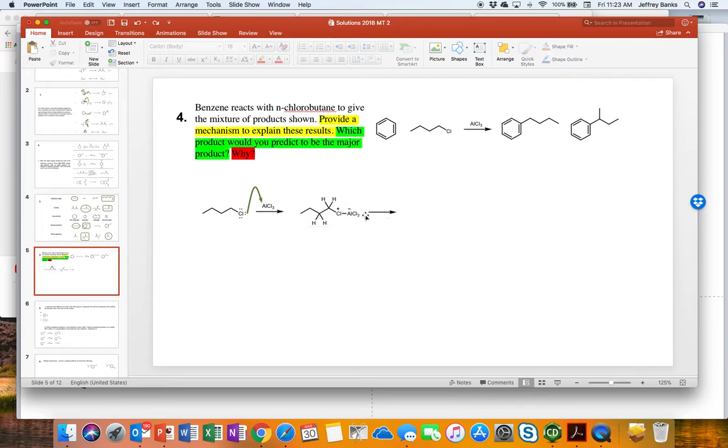And what happens from that? How do we get the rearranged product? Well, we actually don't form primary carbocations in this case. It seems very unlikely.